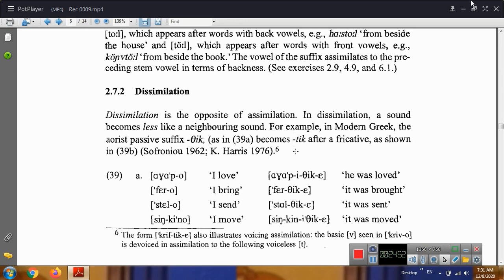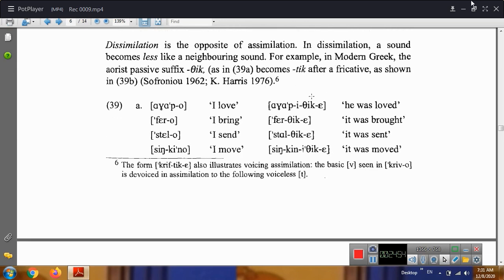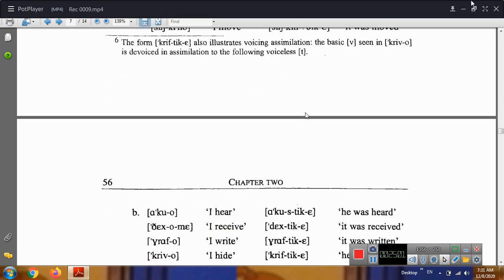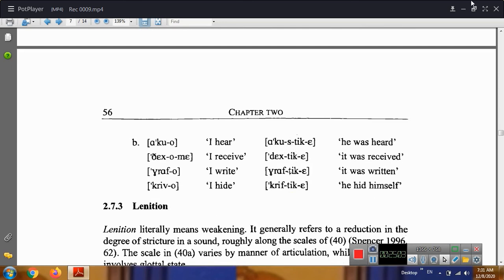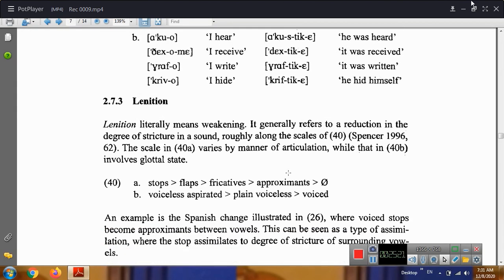Another process is dissimilation, which is the opposite of assimilation. In dissimilation, a sound becomes less like the neighboring sound. For example, we had the suffix th, which is a fricative. After a fricative sound like s, h, f, which are similar in the manner of articulation, it turns to t, which is different from this sound and is a plosive. Therefore, we have dissimilation.